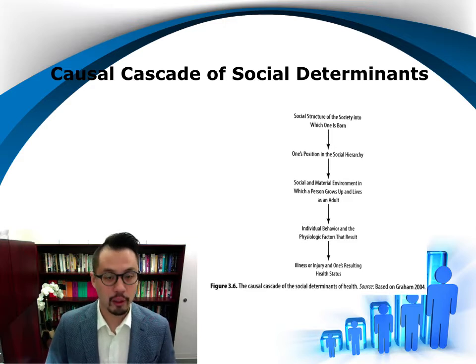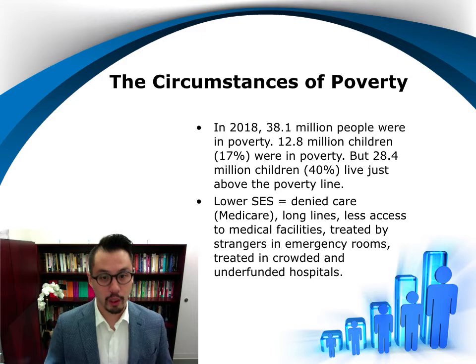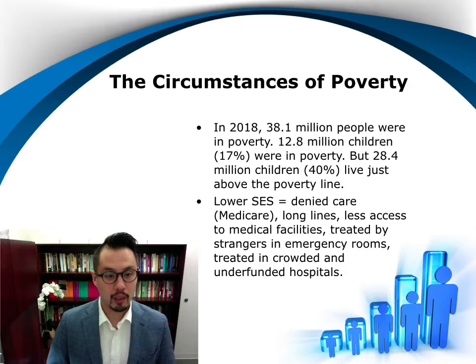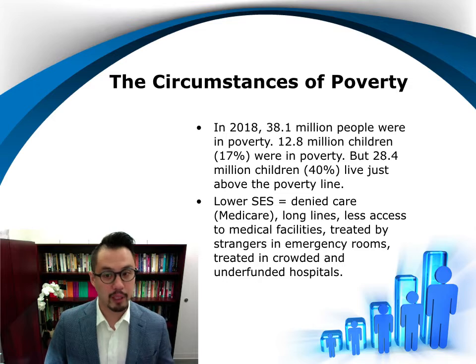It's pretty self-explanatory. You begin with social structures, and then how the environment within which you would live because of those structures and your position within the social hierarchy can then lead to physiological and behavioral changes, which can lead to bad health outcomes. While it is important to talk about relative inequality in terms of differences in socioeconomic status, it is also important to talk about poverty, because poverty makes a huge impact on people's health as well. In 2018, about 38.1 million people were in poverty. About 17% of those were children, about 12.8 million.